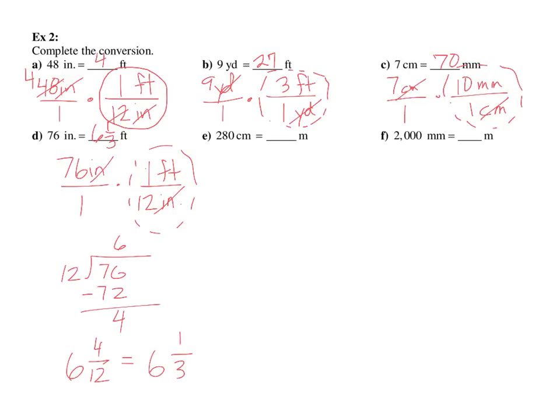Now I have 280 centimeters over 1. Here's my converting fraction. Centimeters on the bottom, meters on top. Which one's bigger, a meter or a centimeter? A meter. 1 meter is how many centimeters? 100. Alright, so I divide 100 into 280.